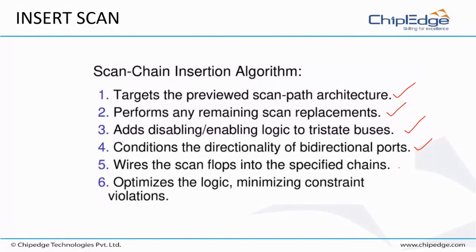Wires the scan flops into specified chains. Basically, this is where you have scan chains formed with all the scan flops hooked up together as a shift register. Optimizes the logic, minimizes constraint violations. So this is what basically the auto fixing does, if needed.